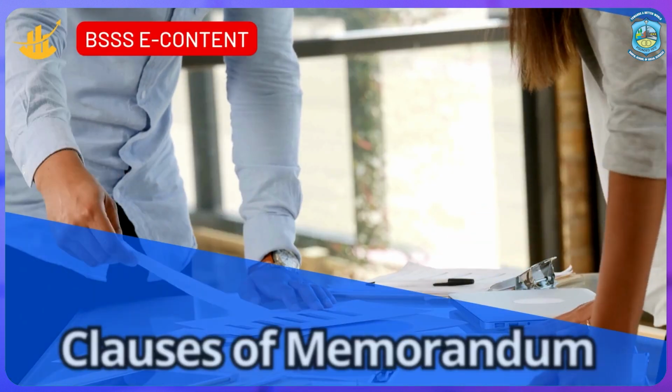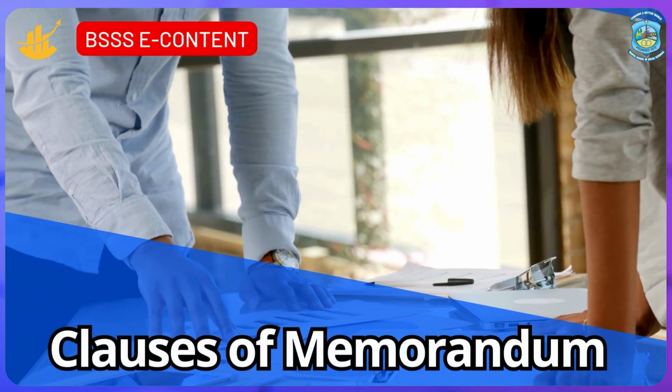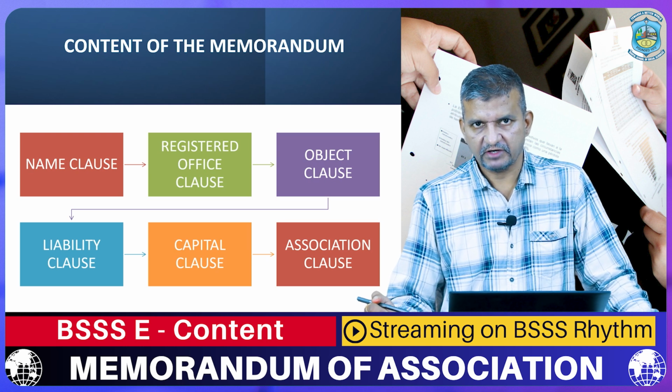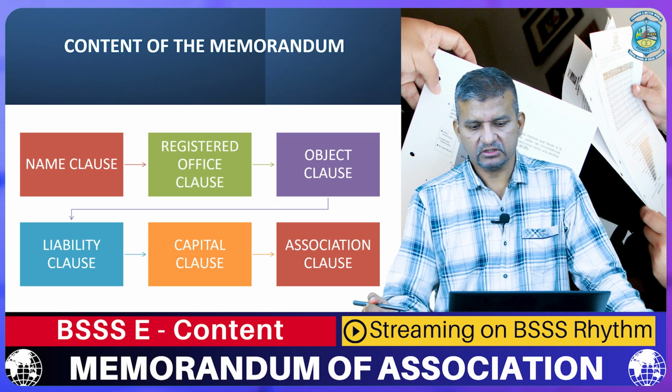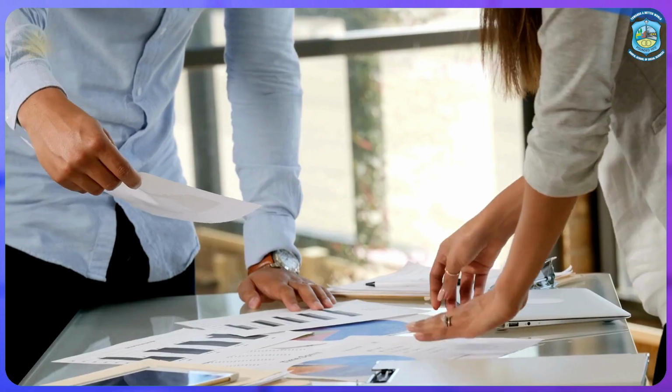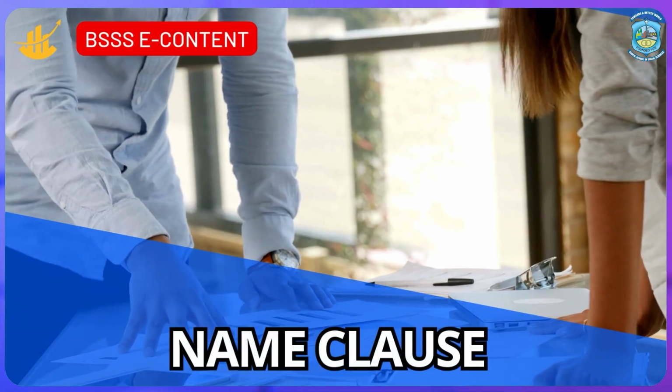Now, we come to the clauses which are under the memorandum. We have six clauses: name clause, registered office clause, object clause, liability clause, capital clause and the association clause. Now, let us discuss all these clauses in detail. We start with the name clause.